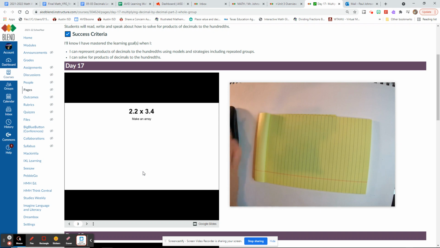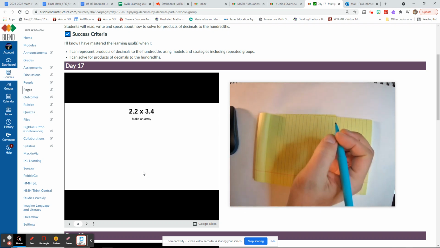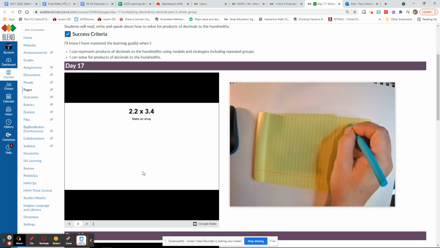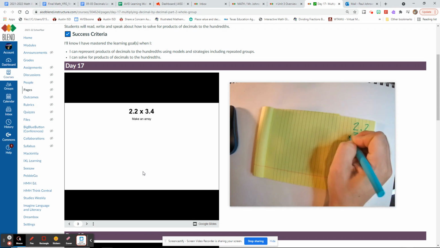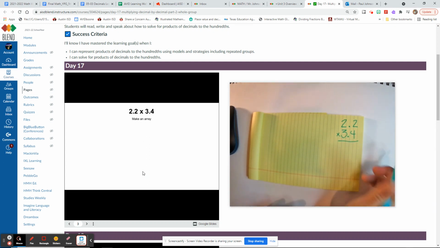Make an array: 2 and 2/10 times 3 and 4/10. So remember, the algorithm always works. Let's make sure that we're going to find the correct answer. Let's use the algorithm to find our answer first.